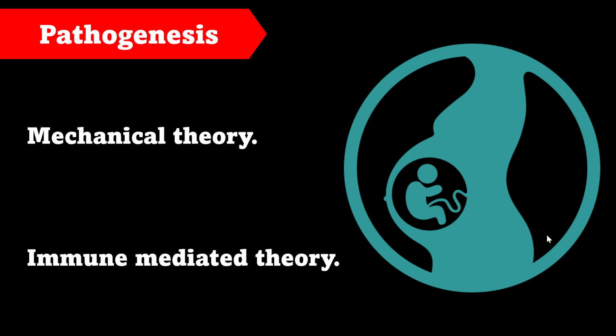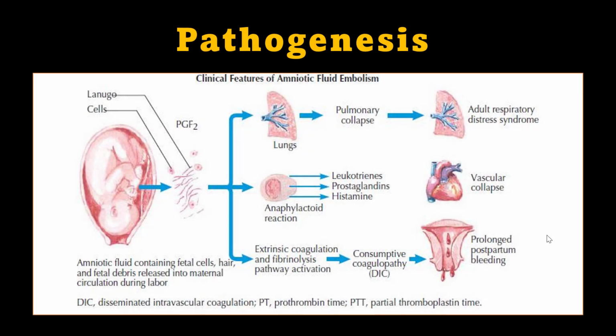The mechanical theory refers to the embolic effect of the amniotic fluid on the pulmonary circulation that leads to acute elevation of the pulmonary arterial pressure and acute right ventricular dysfunction. This is usually followed by the immune-mediated reaction, which resembles the anaphylactoid reaction associated with leukotriene, prostaglandins, and antihistamine release that leads to cardiovascular collapse. So the amniotic fluid usually contains fetal particles like lanugo hair and squamous cells, and this can reach the systemic circulation through any breached vessel.